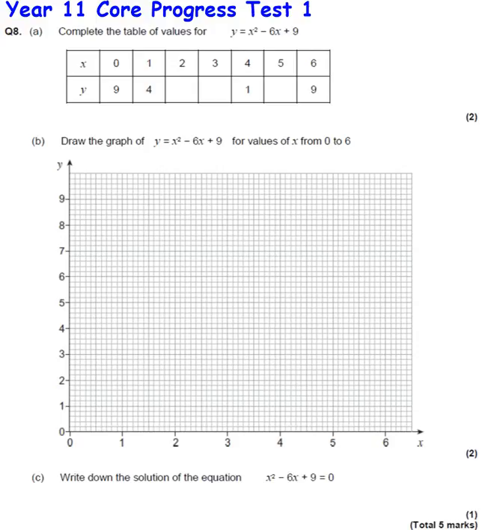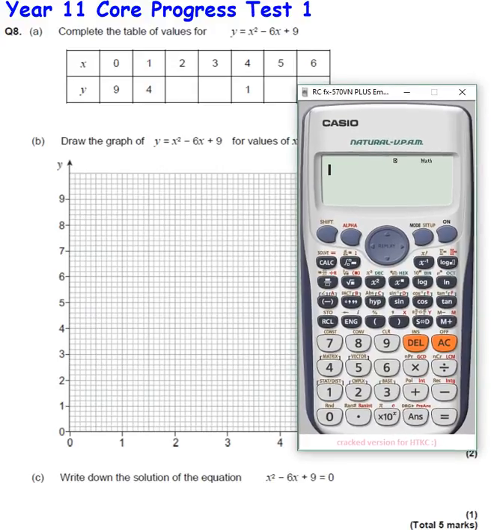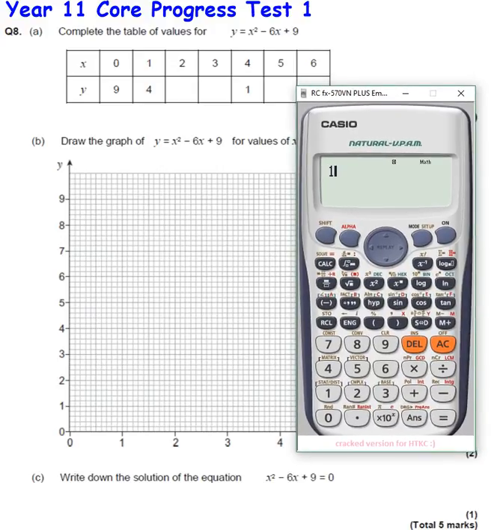So when x equals 0, y equals 9, and when x equals 1, y equals 4. Now I'm going to use that one to check that I've got the calculation correct. So using my calculator, I'm going to do 1 squared, take away 6 lots of 1, plus 9. This equals 4, which is the same as what the question has already given us. So I'm going to use this to fill in the rest of the table.